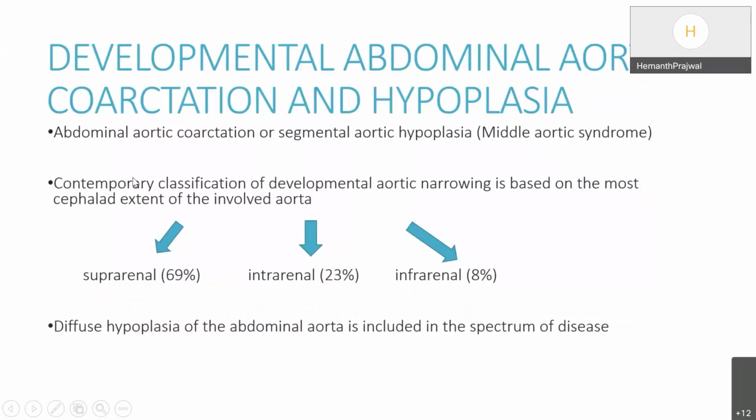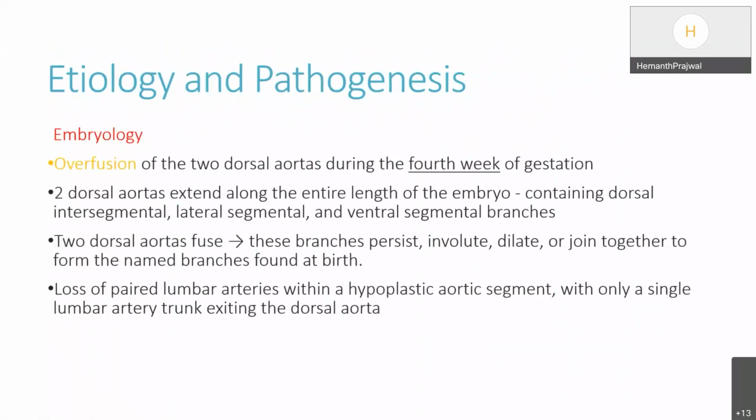The abdominal coarctation or segmental aortic hypoplasia was also called earlier a middle aortic syndrome. The contemporary classification is based on the cephalad extent of the involved aorta. The majority of the cases are suprarenal, close to 70% of them, next being the intrarenal, and lastly the infrarenal cases, which are less than 10% of the cases. The diffuse hypoplasia of the abdominal aorta is included in the spectrum of the disease as well.